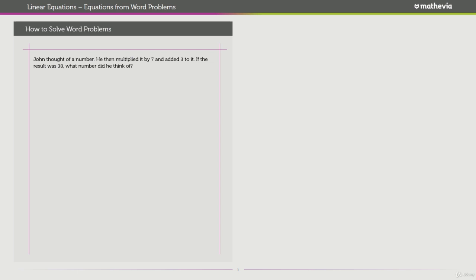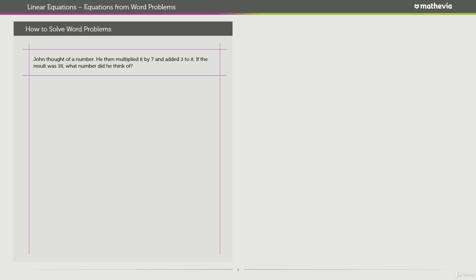I have this question here, a word problem, okay? Typical word problem, simple one. Now it says John thought of a number, okay, and then he multiplied this number by 7 and added 3 to this number, okay? Now the result of all of that was 38. What number did he think of? Very simple word problem. So John thought of a number, he multiplied the number by 7 and added 3 to it, and the result was 38. What number did he think of? And we're basically looking to draw up a linear equation from this word problem.